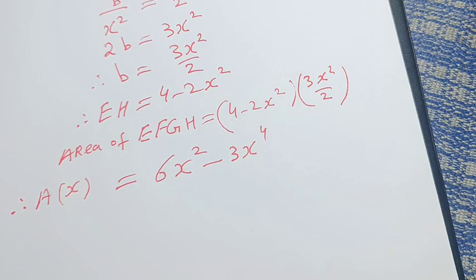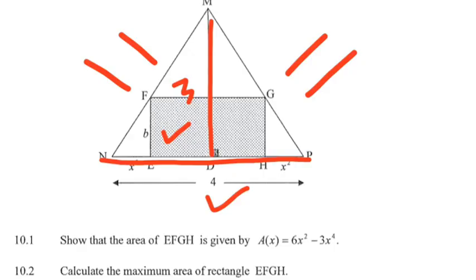We proved. Second part of the question says calculate the maximum area of rectangle EFGH. So in order to find the maximum area of the rectangle, we need to take the first derivative and set it equal to 0. First derivative must be equal to 0, and then we solve for x, and then we substitute the x value into the original function to get the maximum area.